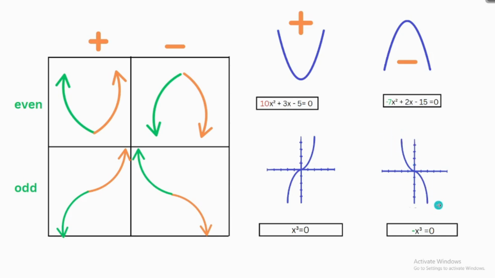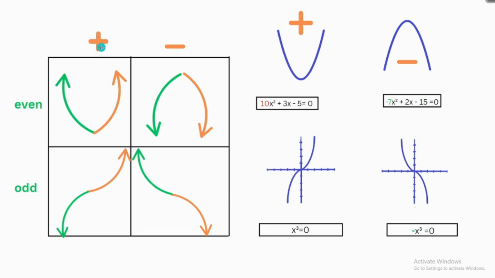We have to memorize this. So we will see this. If the coefficient is positive, and the exponent is even, second, fourth, it will look upward. It's positive, it looks upwards. When the exponent is even and the coefficient is negative, it will look downward.